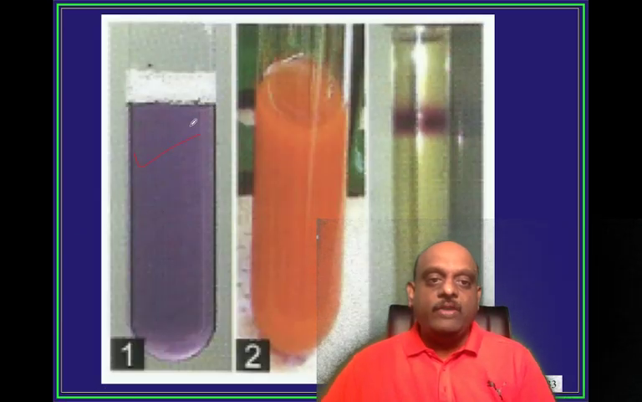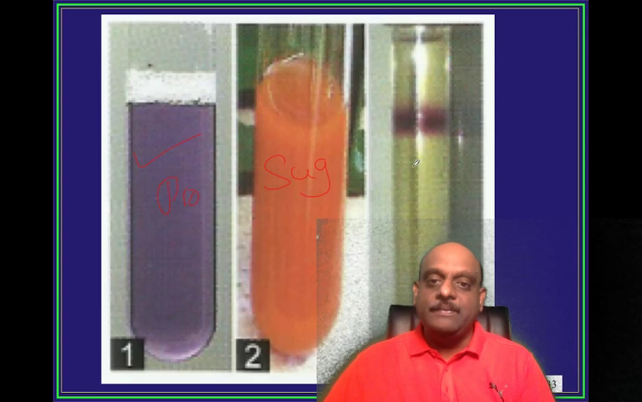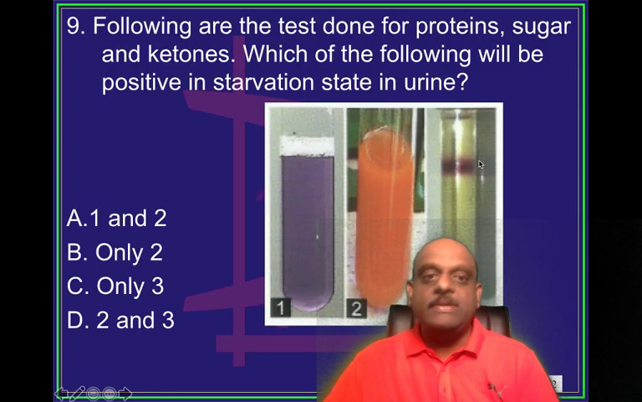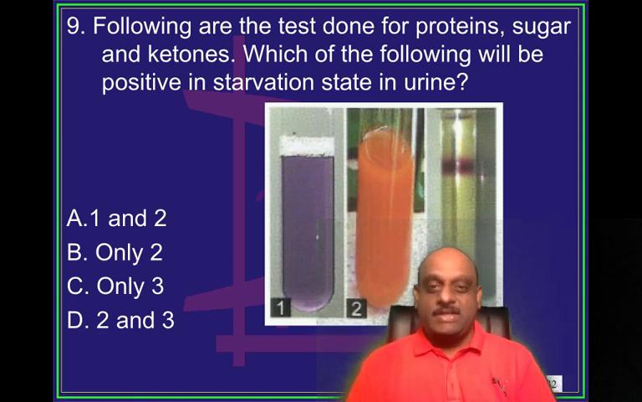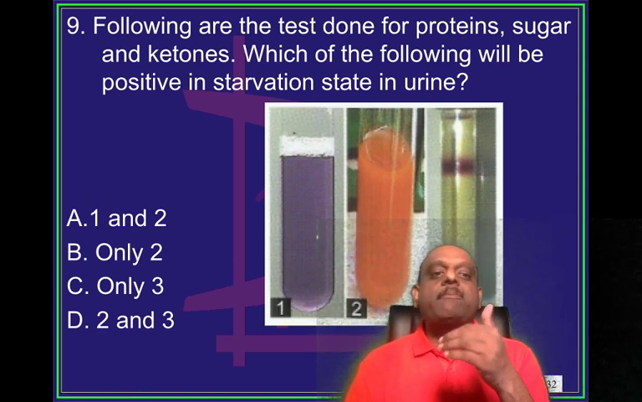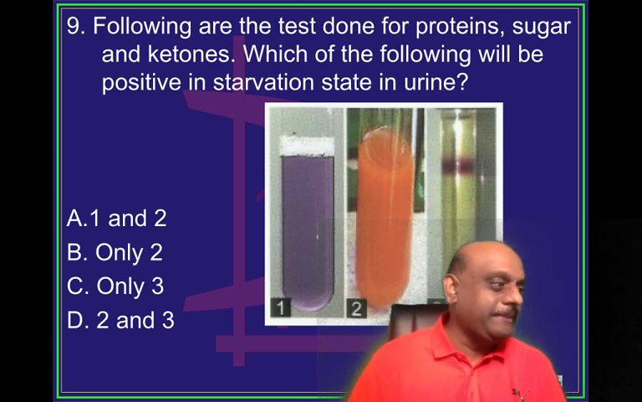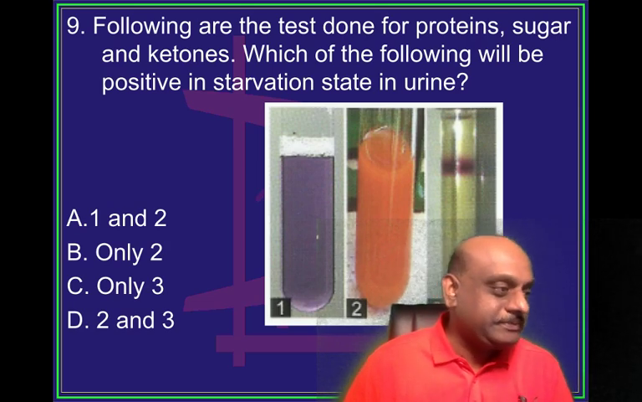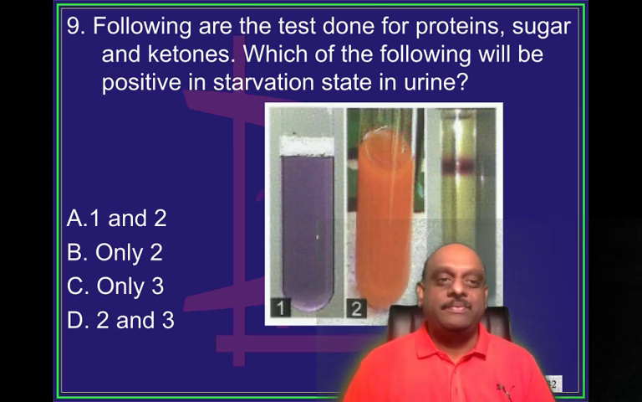Now doc, this is a test done for 3 things. In the one, this is for proteins. This is for sugars, and this is the ketones. Now the examiner's question is, in a starvation state, what will be positive is a very important question. Question number 9. Should you answer, doc? During starvation, what will be positive?